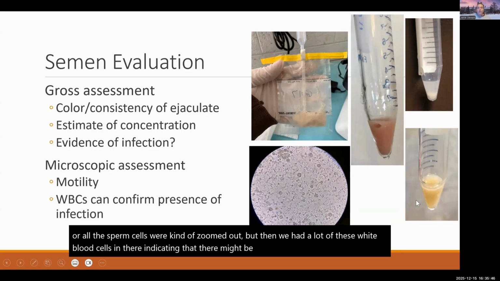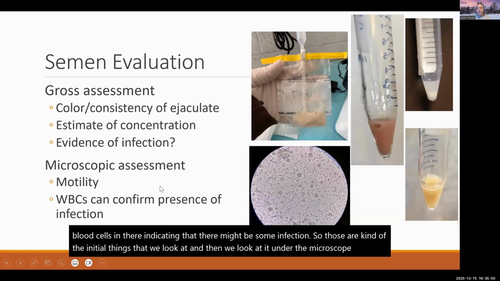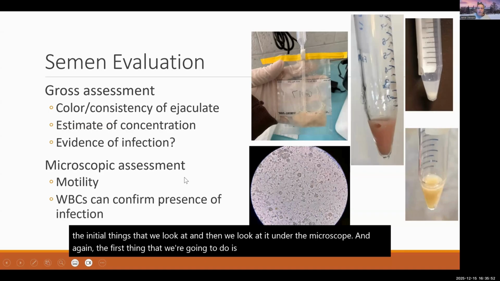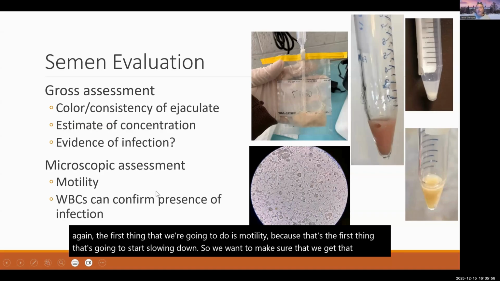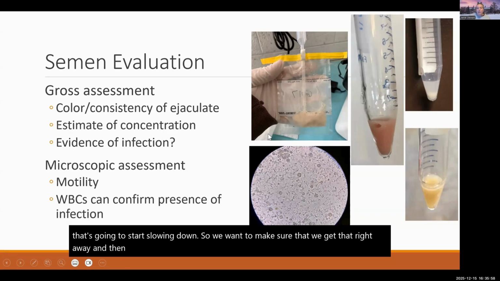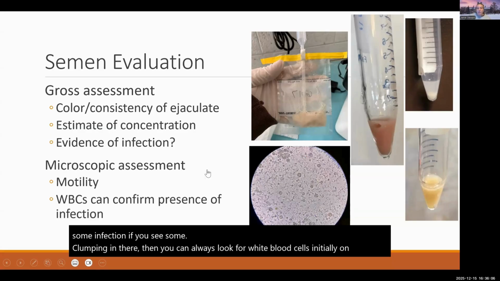Those are the initial things that we look at, and then we look at it under the microscope. Again, the first thing that we're going to do is motility because that's the first thing that's going to start slowing down, so we want to make sure that we get that right away. And then, like I said, if you're curious that there might be some infection, if you see some clumping in there, then you can always look for white blood cells initially on that exam too.